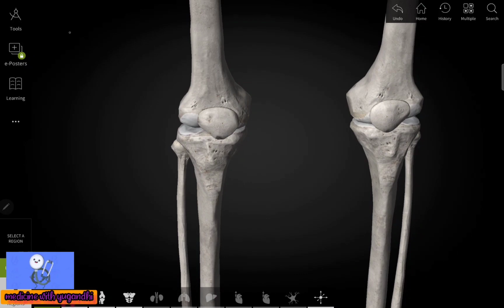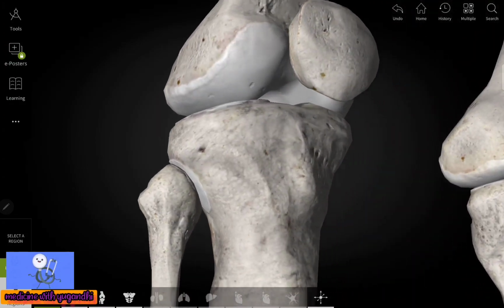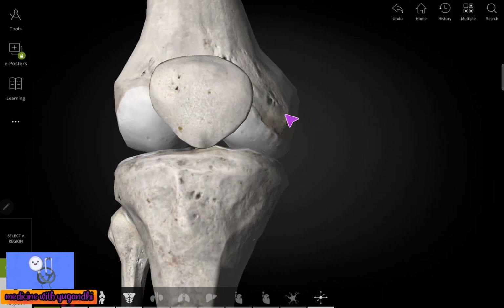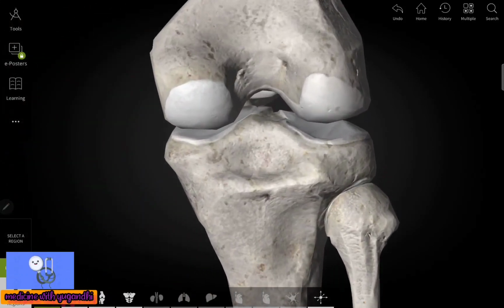So now coming to the next topic, type of joint. The knee joint is a type of condylar synovial joint, since the articulation takes place in between the condyles of the femur and tibia. So here you can see this is the medial condyle of the femur and this is the lateral condyle of the femur. This is the medial condyle of the tibia and this is the lateral condyle of the tibia. Since the articulation takes place in between the condyles of femur and tibia, this is called the condylar joint.